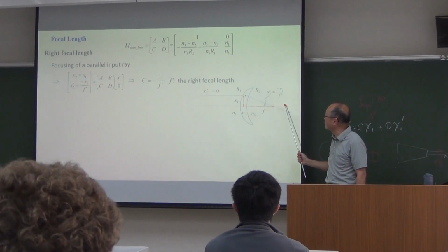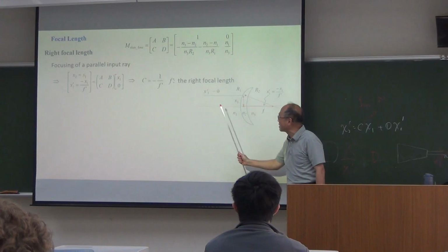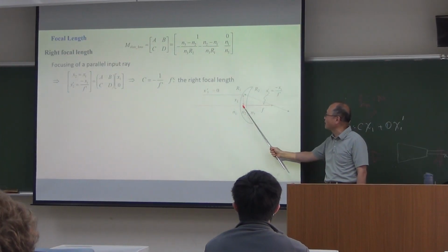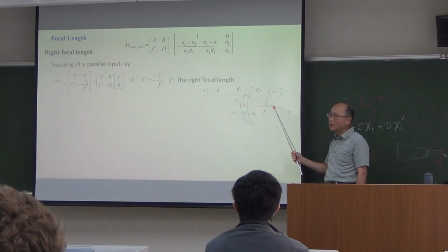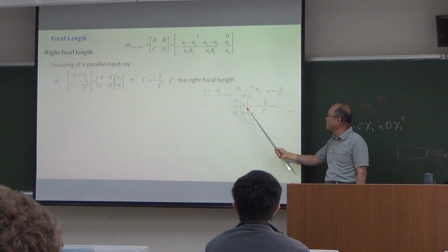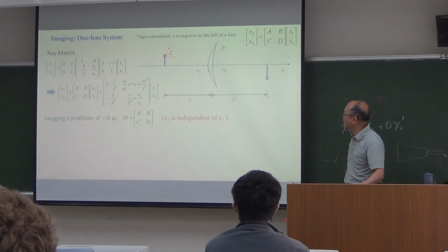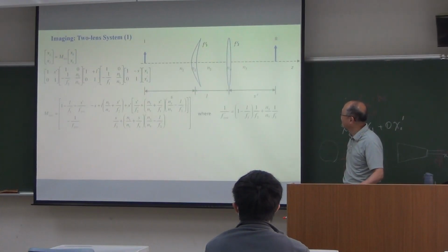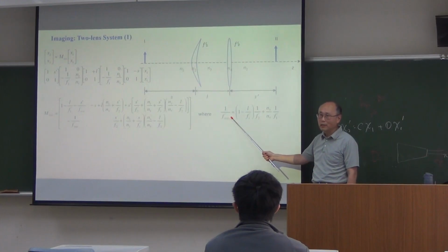And then at this point, the intersecting point of this axis and the axis will give you the focal point. And the focal length is basically just counted from the center of this lens to the intersecting point, and we call this focal length. But then when you have this in your calculation, you end up having a system focal length.